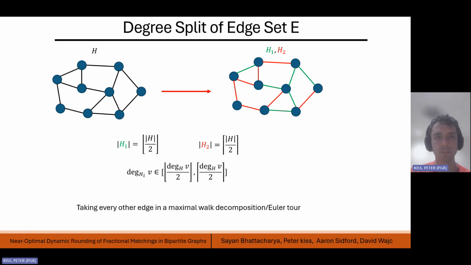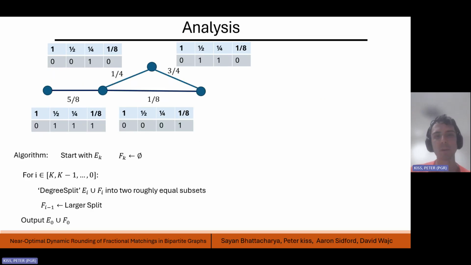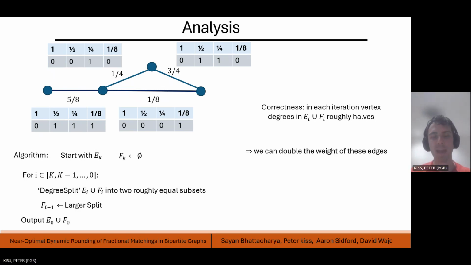Let's briefly talk about how we analyze this algorithm. Well, the correctness will follow from the following logic. In each iteration, we will take E_0 union F_0, and we will roughly split them. So any edge weight we assign to E_0 union F_0 edges, once we split them, we can double it and maintain validity throughout the graph.